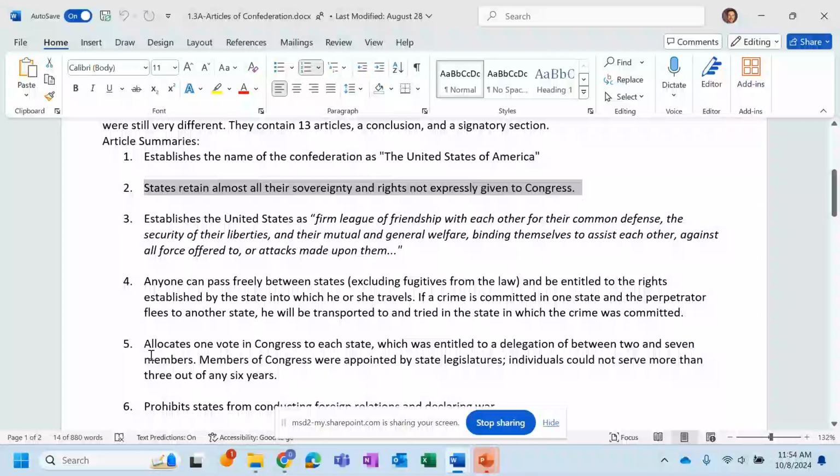It was confederate. The United States was only a firm league of friendship. Again, firmness, the manly firmness, the firm league of friendship showing up there. So that was an issue where the federal government didn't have a lot of power. They couldn't tax. They couldn't raise an army without the states being okay with it. They couldn't enforce laws directly. There was no national executive power specifically.